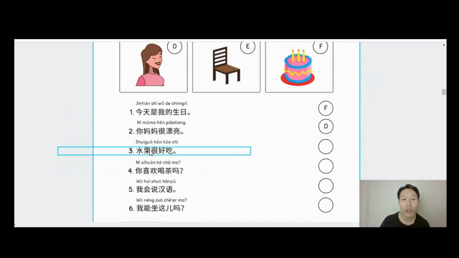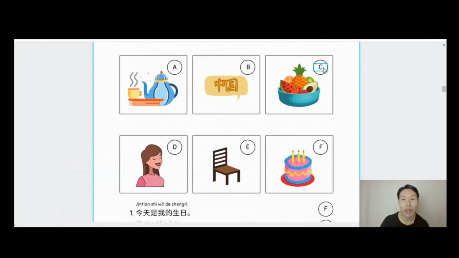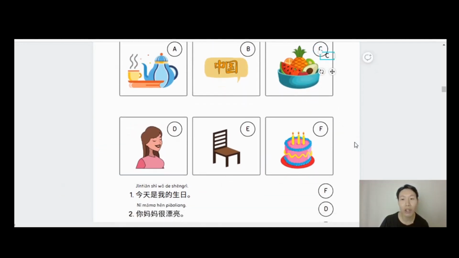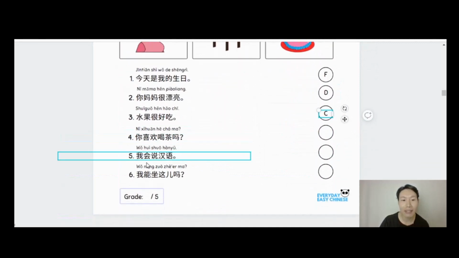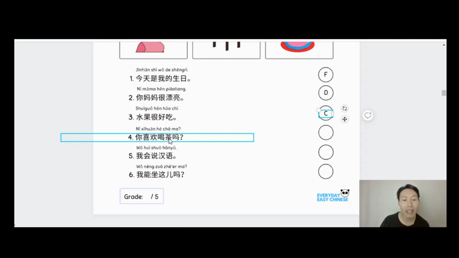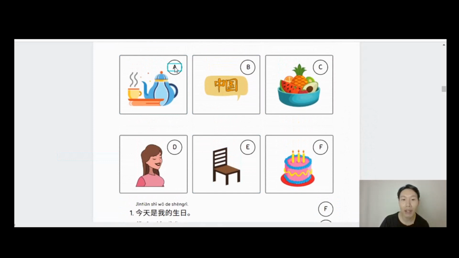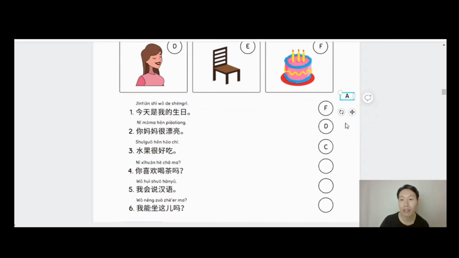Number 3. 水果很好吃. 水果 means fruit. 很好吃 means it's tasty. So if we look over here, only C has fruits, so the answer is C. Okay, next. 你喜欢喝茶吗? Do you like to drink tea? So if we go up here, obviously it's A because we can see the cup of very hot tea here. So A.